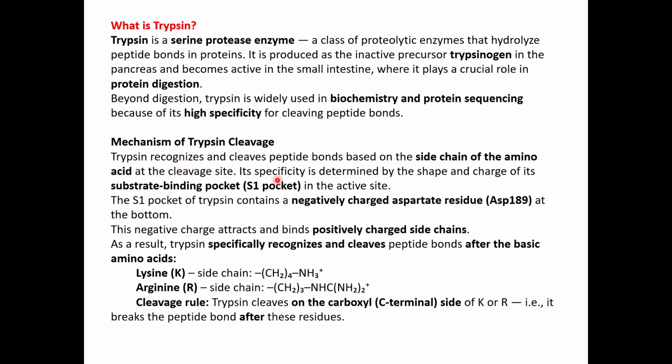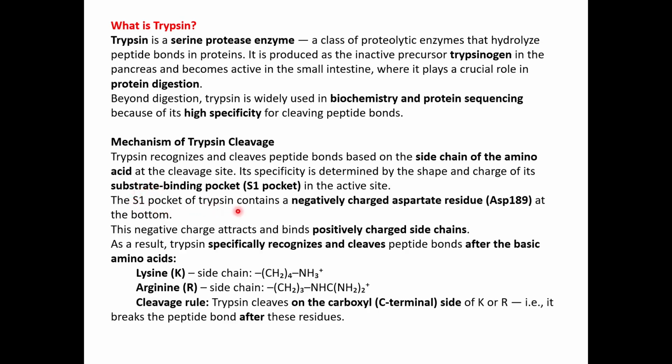That is, trypsin recognizes and cleaves the peptide bonds based on the side chain of the amino acid at the cleavage site. So, its specificity is determined by the shape and charge of its substrate binding pocket, that is its active site, the S1 pocket. So, the enzyme basically has a binding site for its substrate, and that is where it binds, in the active site.